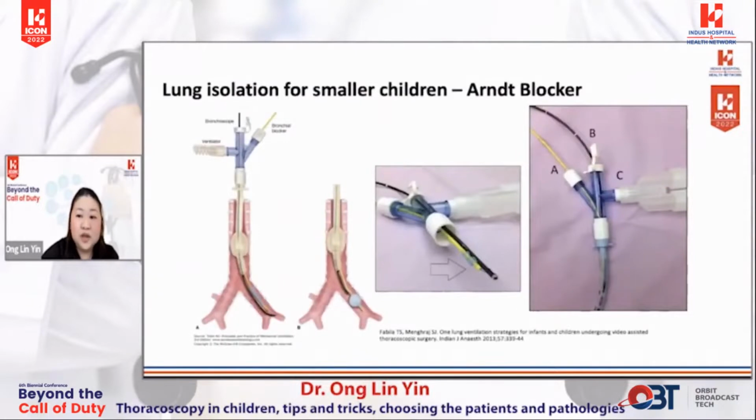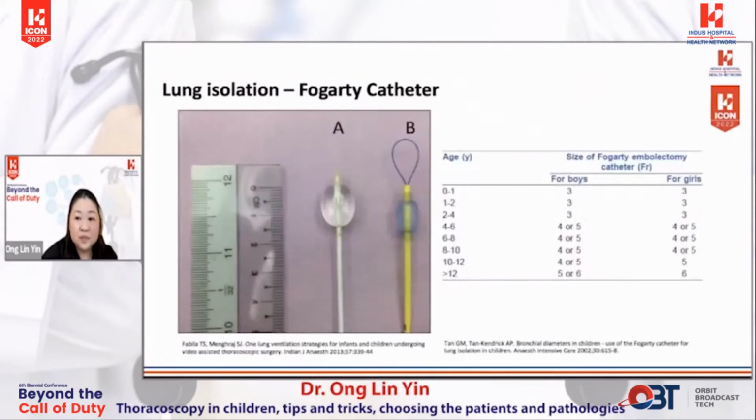The ANT blocker is used for younger children. It is a broncho blocker with a low pressure balloon designed to go through an endotracheal tube and piggybacked onto a bronchoscope. The smallest ANT blocker requires a size 4.5 endotracheal tube to accommodate both it and the accompanying bronchoscope. This brings us down to a 1 to 2-year-old toddler.